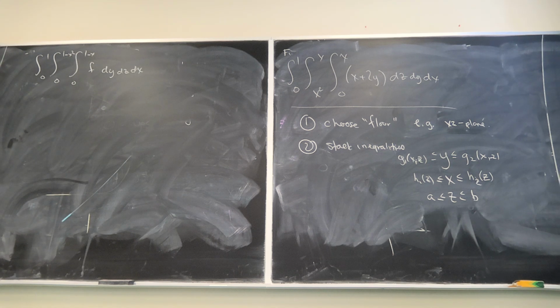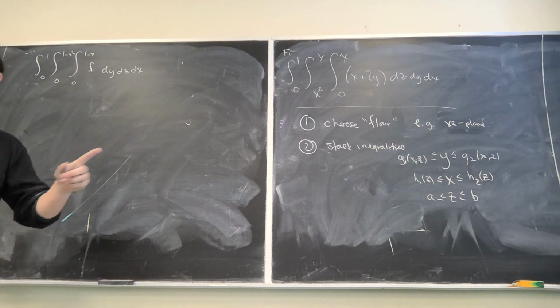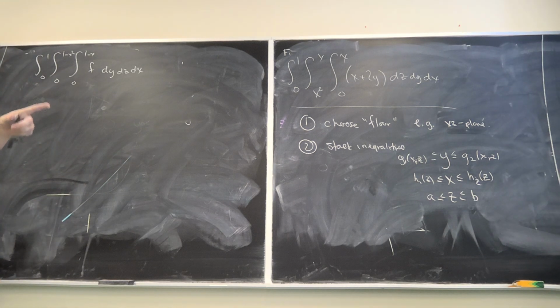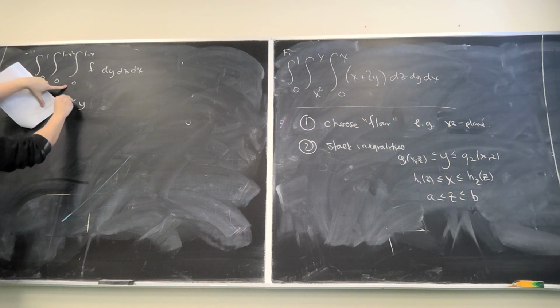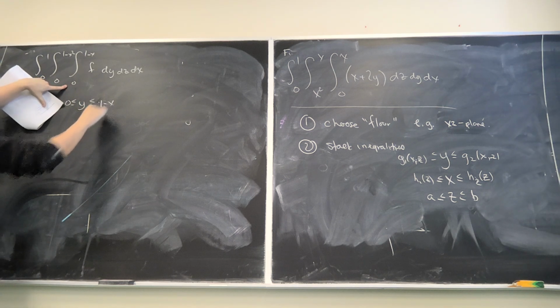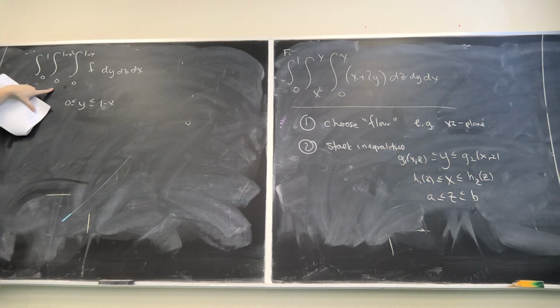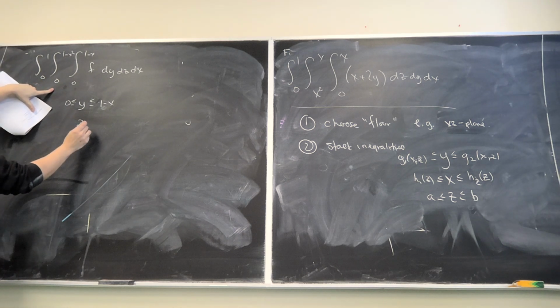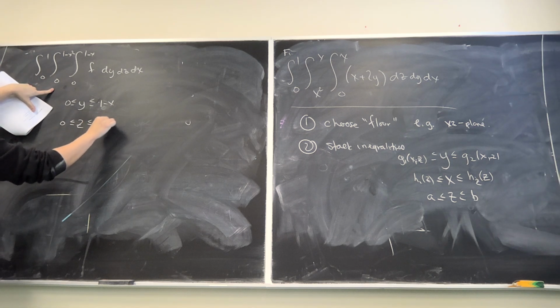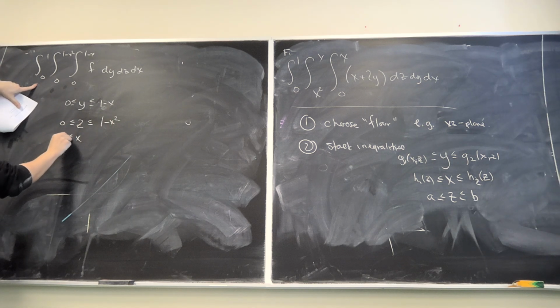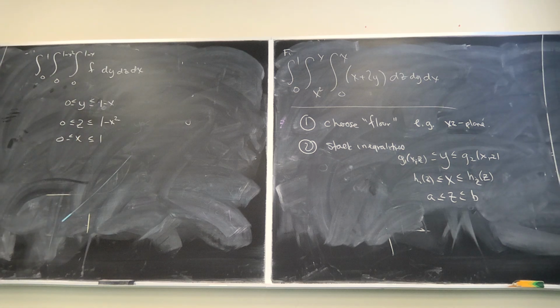To which my response would be, maybe we should put this into Desmos or Math3D and look at what the region looks like. Because I can read off the inequalities from here. I know that I am stuck between y is 0 and y is 1 minus x, and that z is between z is equal to 0 and z is equal to 1 minus x squared. And x is stuck between 0 and 1. So I can just read off the inequalities that bound the region.